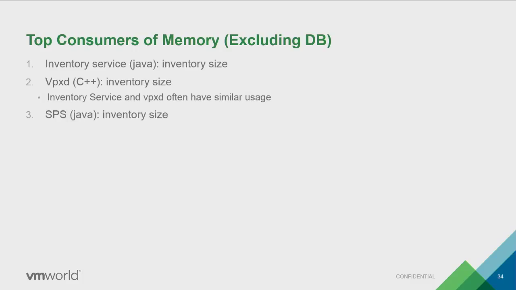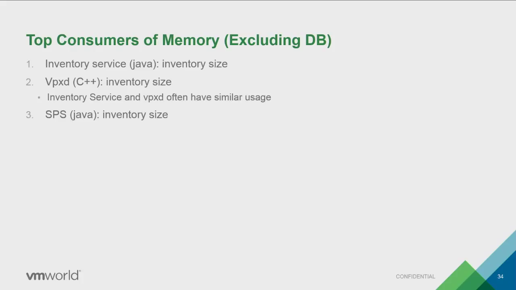And as a rule of thumb, if you're looking at your memory usage, VPXD and your inventory service are typically fairly similar. So if your VPXD service is 8 gig, you might expect your inventory service to be 8 gig, something like that. If those are radically out of kilter, I'm not going to say something is wrong because your environment may vary, but that's just something to think about and look at.